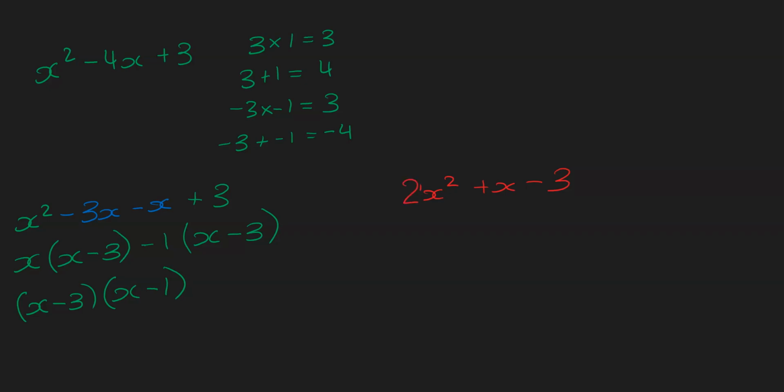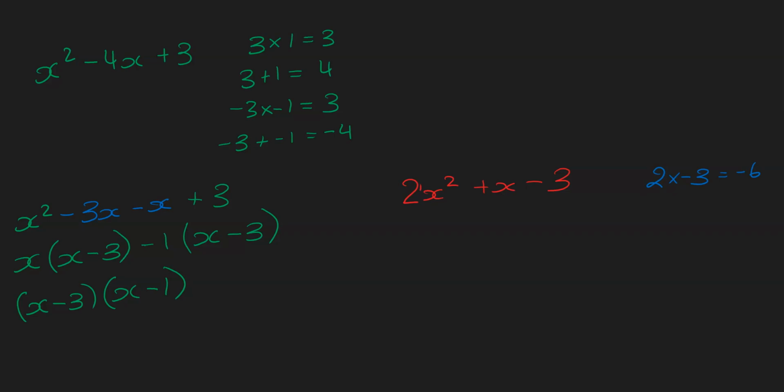Now with this one, you have to do it slightly differently. I'll show you what you will do. You'll use the exact same method, but that first step will be slightly different. So the first thing you have to do is take this number there, 2, and multiply it with negative 3. So you get 2 times negative 3, and that equals negative 6. Now you're looking at two numbers that multiply to equal negative 6, but add up to equal positive 1.